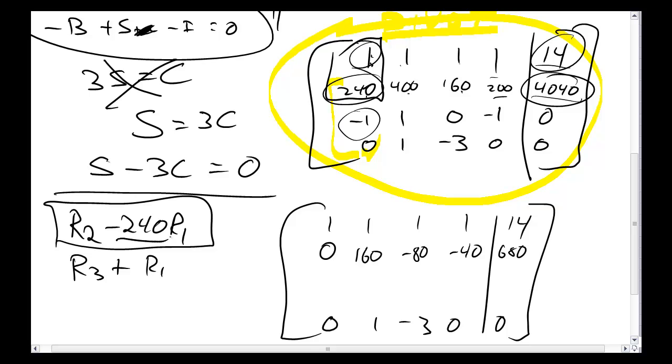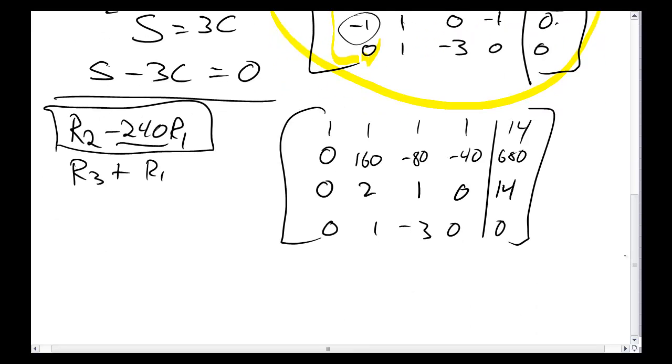All right, let's add row 3 and row 1. Row 3 is negative 1. Row 1 is 1, so that gives me 0. 1 plus 1 gives me 2. 0 plus 1 gives me 1. Minus 1 plus 1 gives me 0. And 0 plus 14 leaves me with 14.